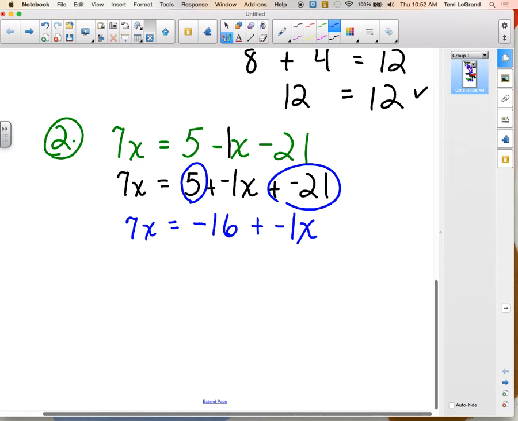Everybody agree with me that when we add the constants, we get a negative 16? Okay. Somebody who has not offered up an answer yet today, offer up for us what we should make as our next move.